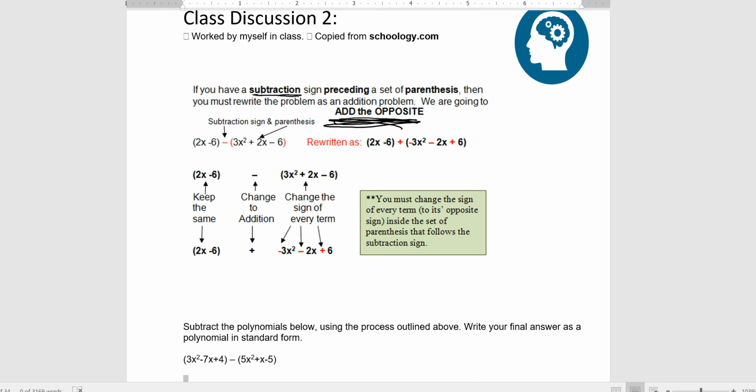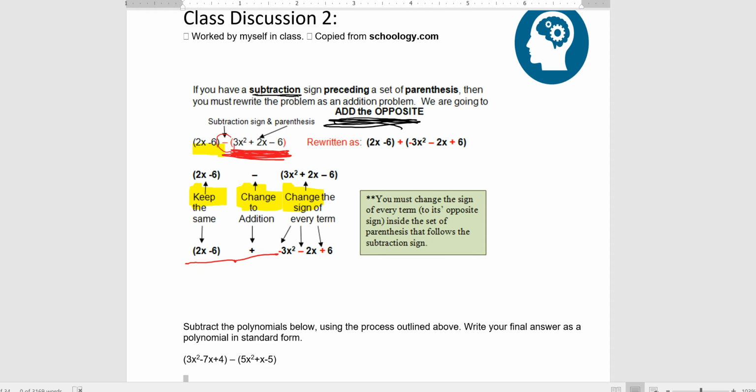Anytime you see subtraction, there are two ways you might have done it. One way was you might have done it as KCC: keep, change, change. We keep this first binomial the same, 2x minus 6, that doesn't change. We change subtraction to addition, and you change the sign of every part of that second polynomial. So 3x squared becomes negative 3x squared, 2x becomes negative 2x, and minus 6 becomes the opposite, plus 6.